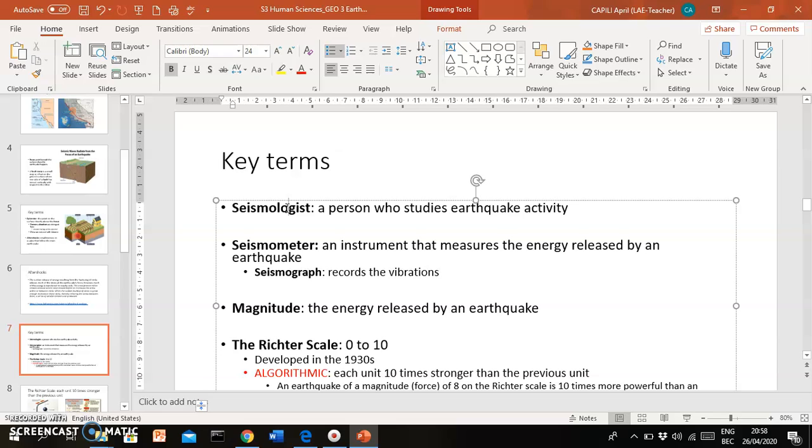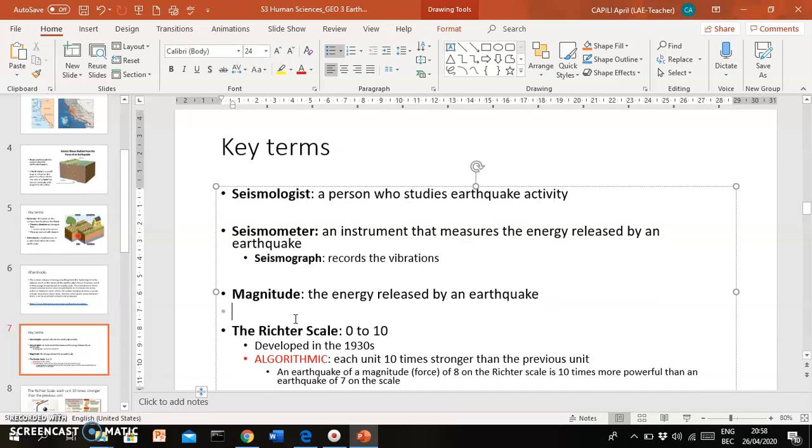So, how do you measure an earthquake? You use a seismometer. It's also called a seismograph. So, the seismograph, that's the instrument that you use in order to measure the vibrations, the energy that is released by the earthquake. Now that energy, that force of the earthquake is called a magnitude. So we usually talk about the magnitude of an earthquake, how powerful it was.